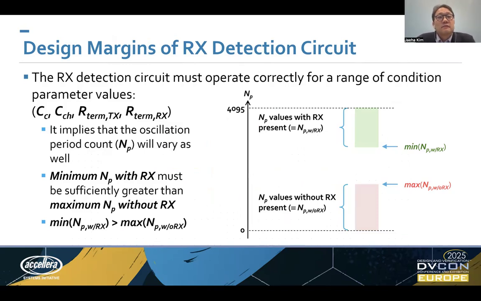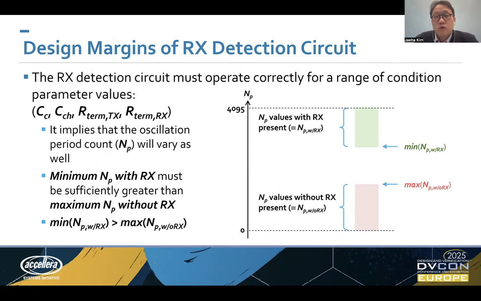So remember that this receiver detection circuit must operate correctly for a range of condition parameter values, like the CC, CCH, R term TX, R term RX, which can all vary within a certain range. That means the NP value reported by this receiver detection circuit, either with the receiver present or not present, can vary over a certain range. For example, the NP value with the receiver present, we expect it to be a large number, and it can vary over a certain range. And similarly, the NP value without the RX present can also vary.